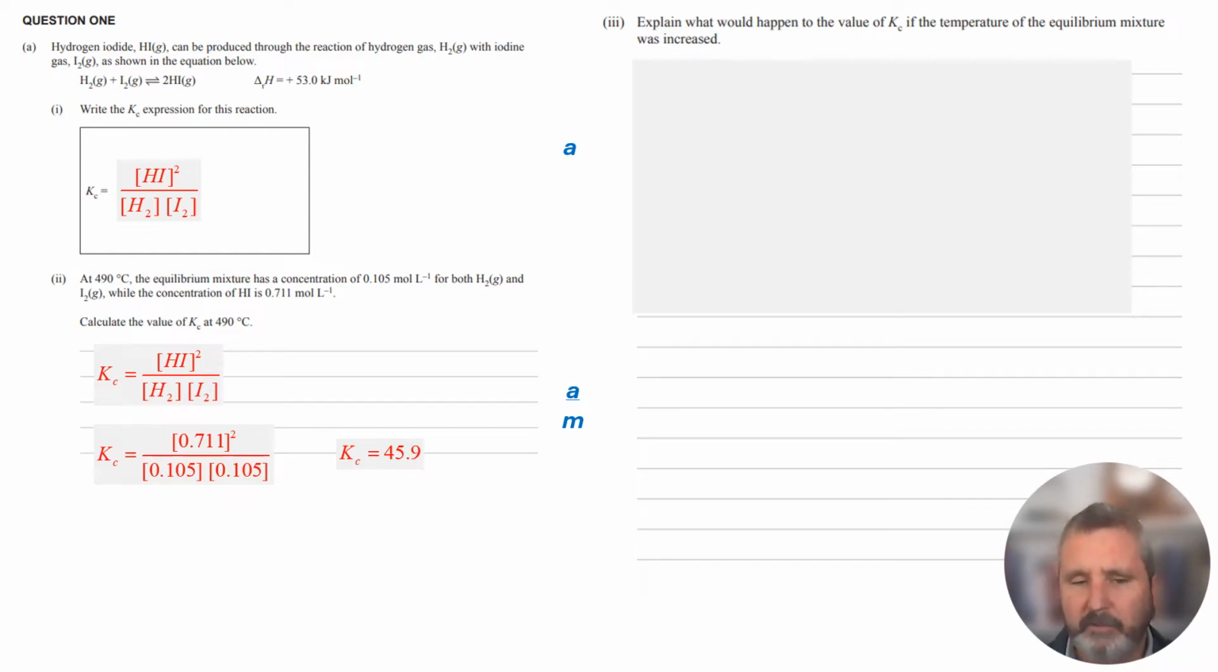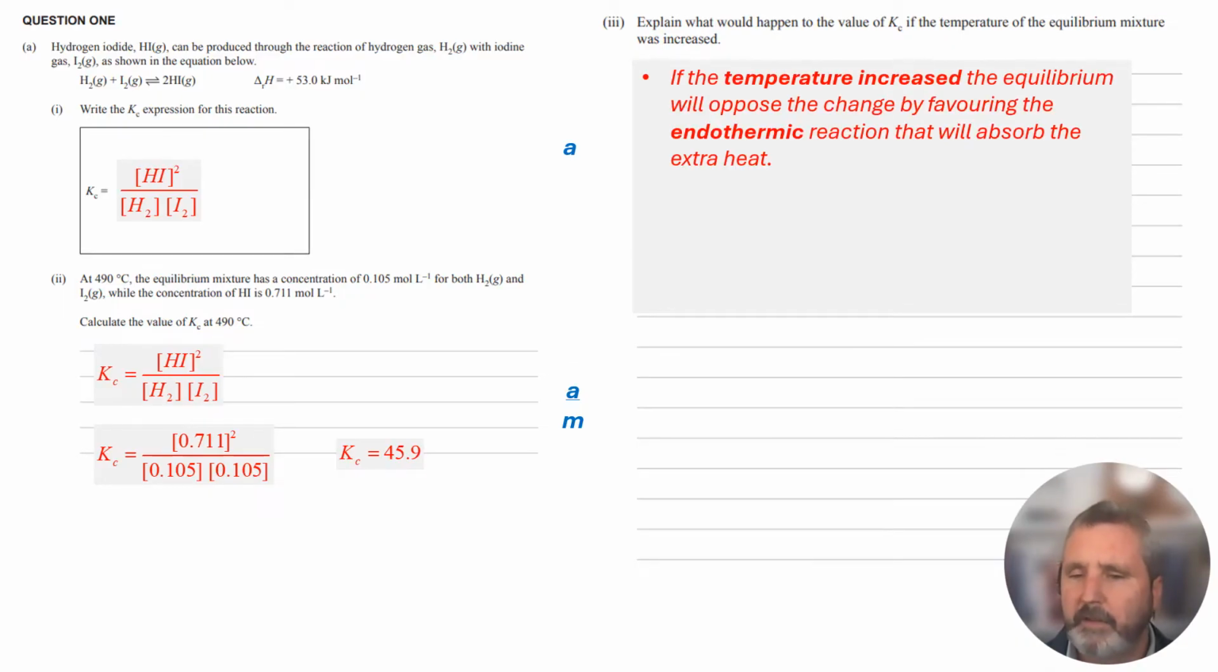That means the backwards one is exothermic, but the forwards reaction is endothermic. And here, because we've increased the temperature of the mixture, the endothermic reaction is going to be favored. So we want to write that down for a start. We've increased the temperature, the equilibrium.